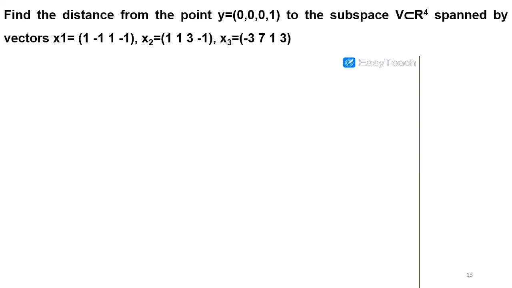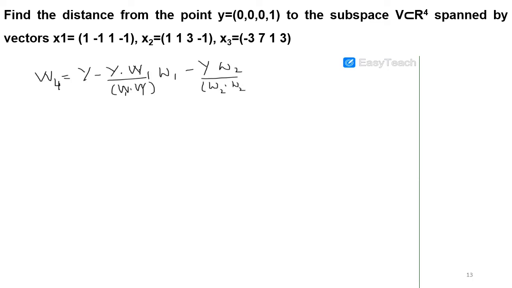Finally, we need to find the distance of y from the subspace. So therefore, we can compute this distance. Let me call that W4, which is equal to y minus y dot W1 over W1 dot W1, multiplied by W1, minus y dot W2 over W2 dot W2, multiplied by W2. W3 we need not consider because it turns out to be a 0 vector.